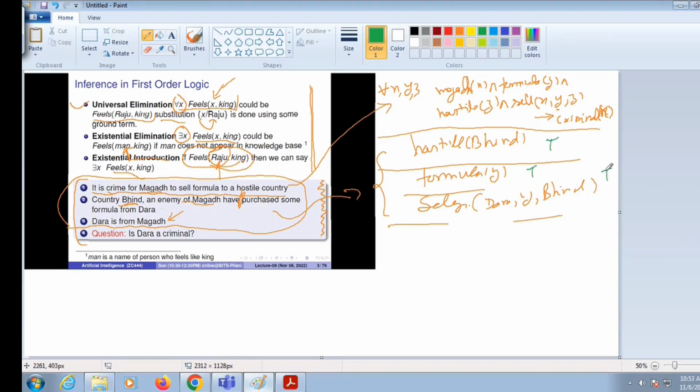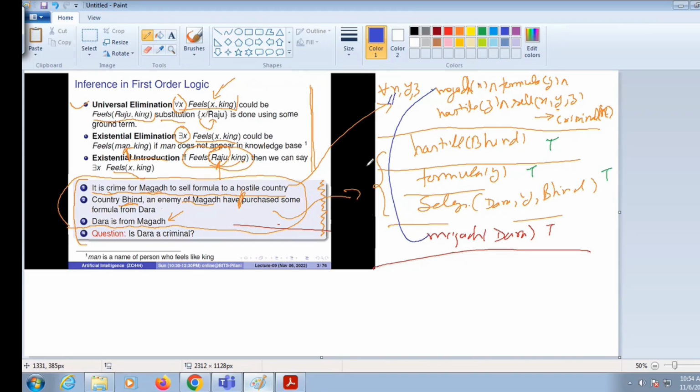So if they are true, and one more piece of information, the third line is this: Dhara is from Magad. So I say Magad, Dhara. So this is also true. All this information is given to me. So if this is given to me, I can put this information over here. Magad Dhara means I can apply this Magad Dhara.